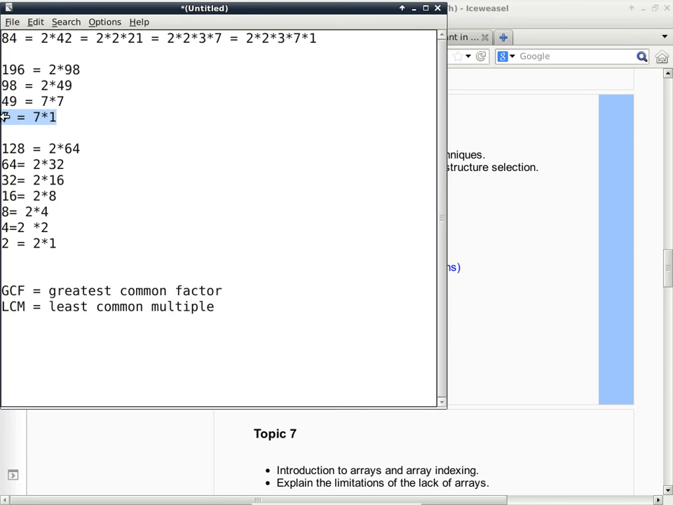The other thing that I was also trying to do here is with 196, I did not try to identify 7 first and then the 2. I'm going from low numbers to higher numbers.